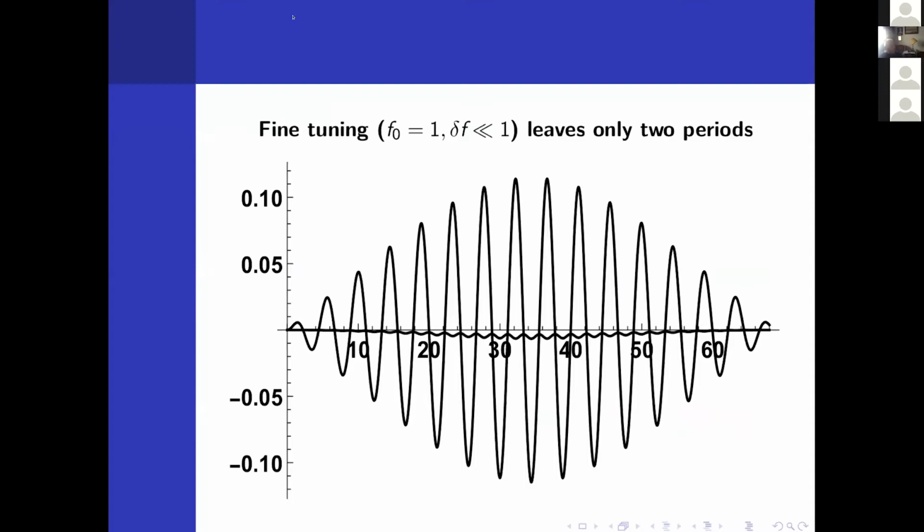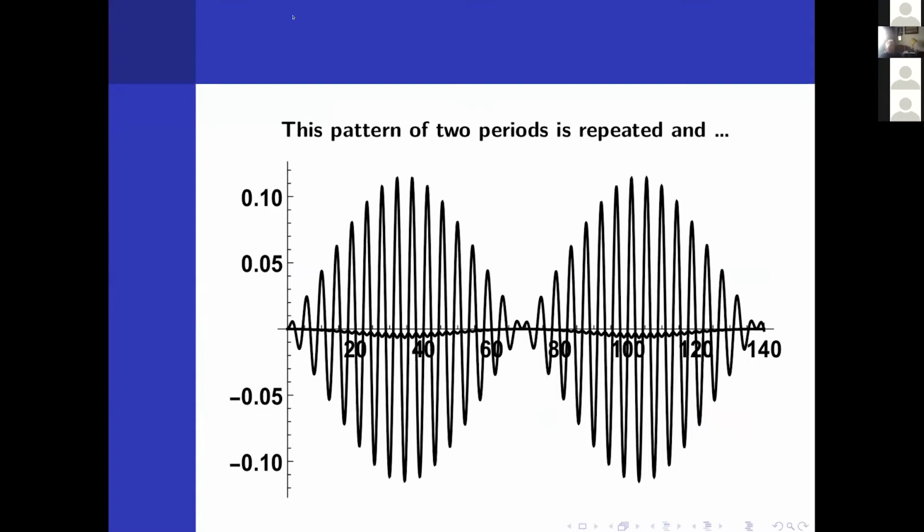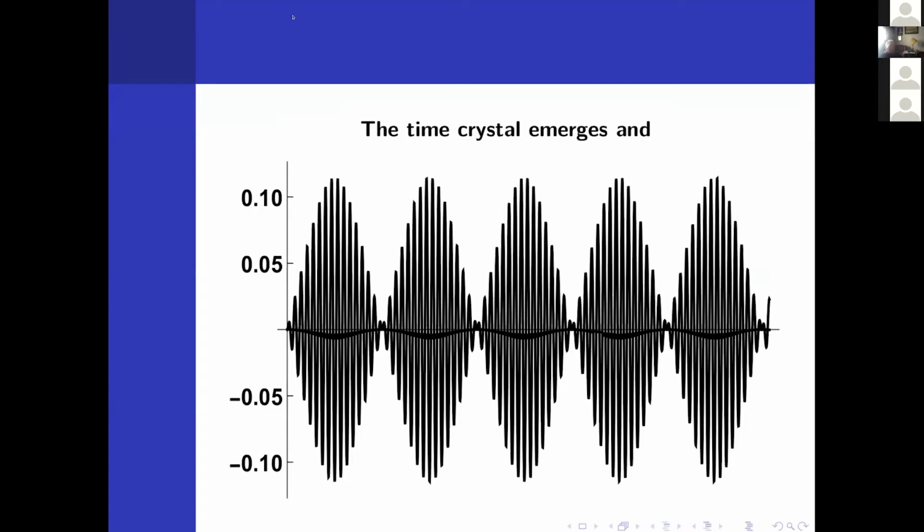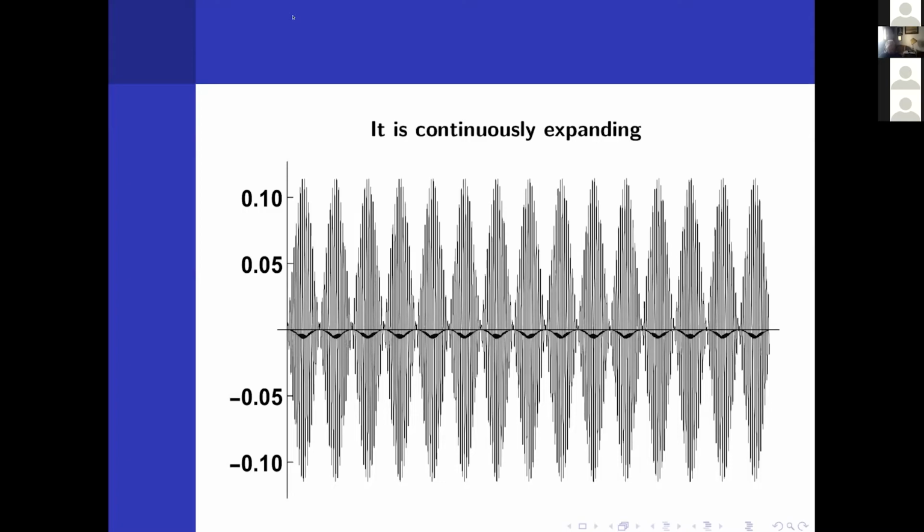Next slide, please. And this continues. I solve these equations for a longer time, and now by doubling the long period, I keep this shape. Next slide, please. Now I go further and this shape still emerges. Next slide, please. And it continues like that. It is continuously expanding. We have a solution which is self-supporting.